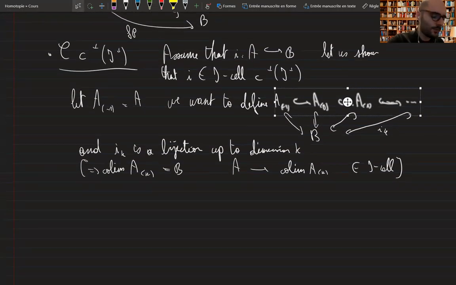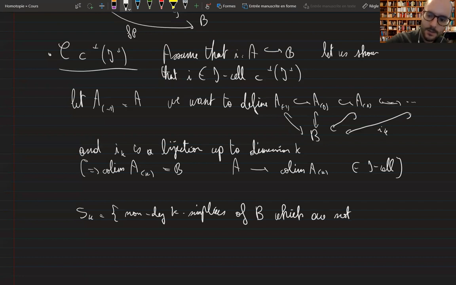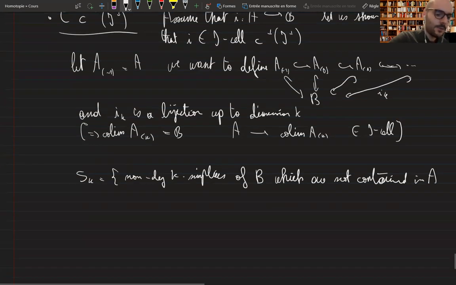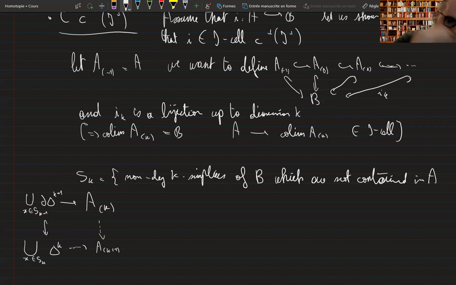All right. So the way you do it, you put SK is the set of non-degenerate K simplices of B, which are not contained in A, and you define AK. So to define AK plus one, if you are looking at minus, there is a little shift in degree. You take X in SK plus one, and here you have the boundary. And you define the pushout like this.